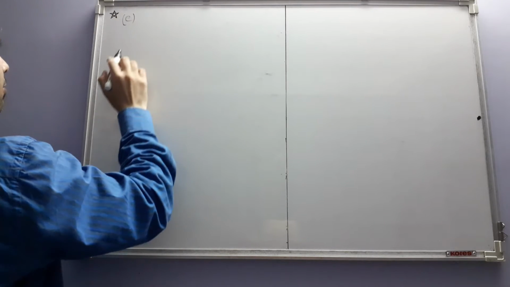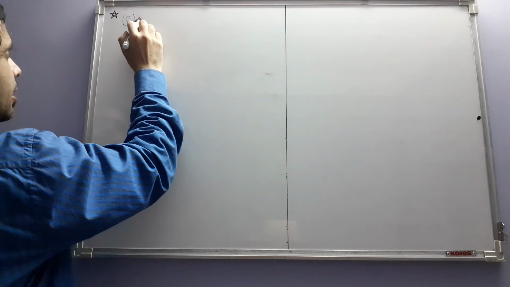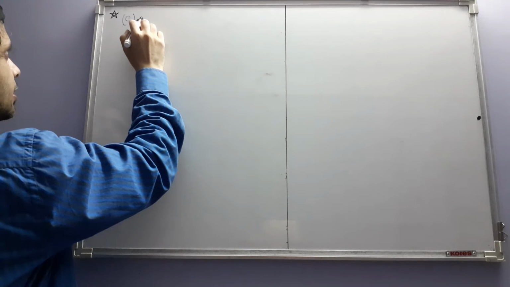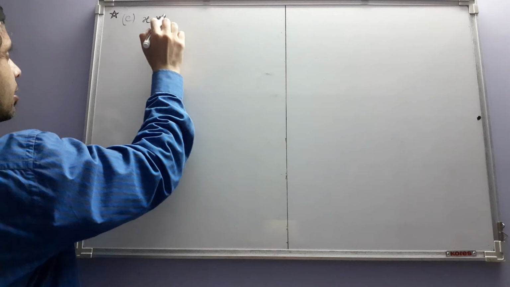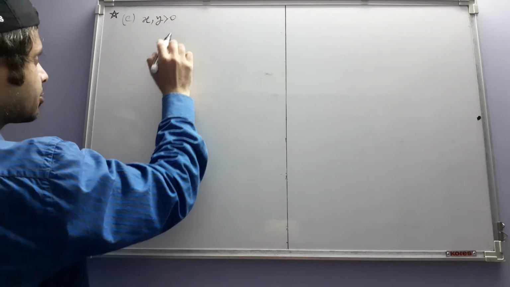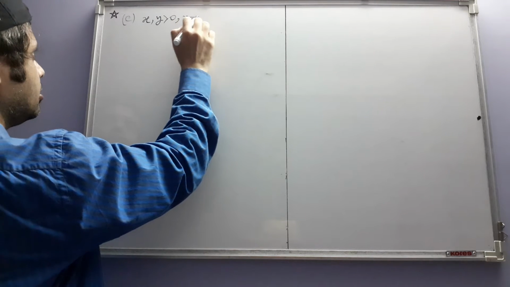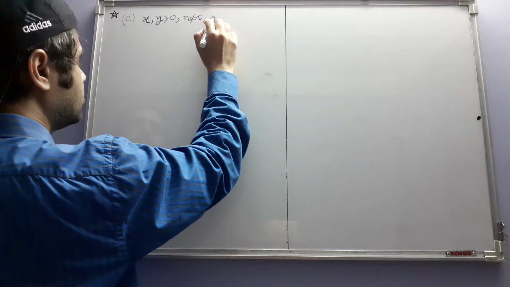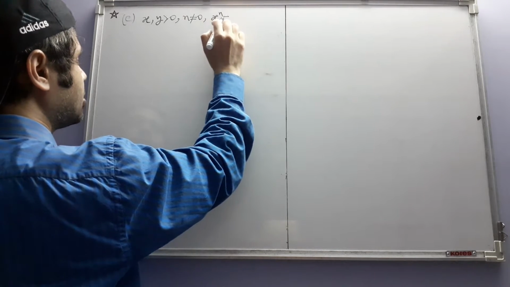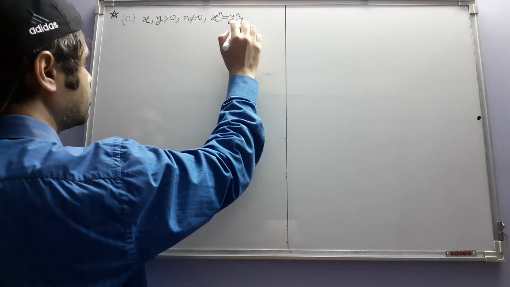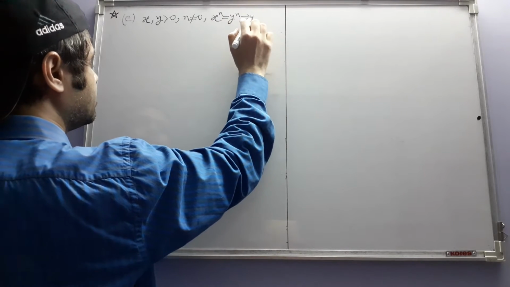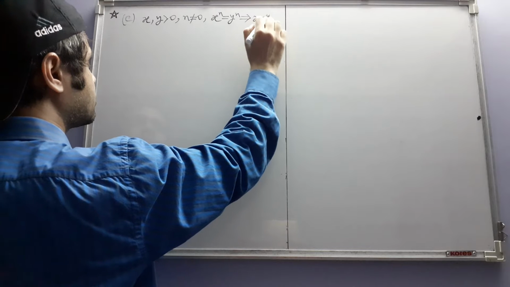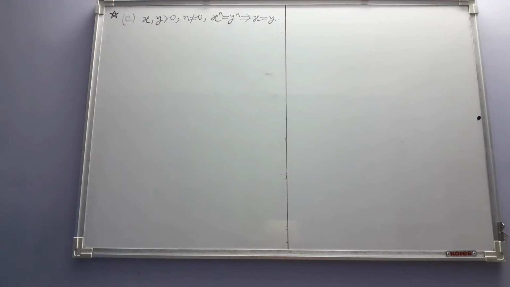Let us recall what part C says. Part C asserts that if x and y are positive rational numbers and n is a non-zero integer, then x to the power n equal to y to the power n implies x is equal to y. We have to prove this.